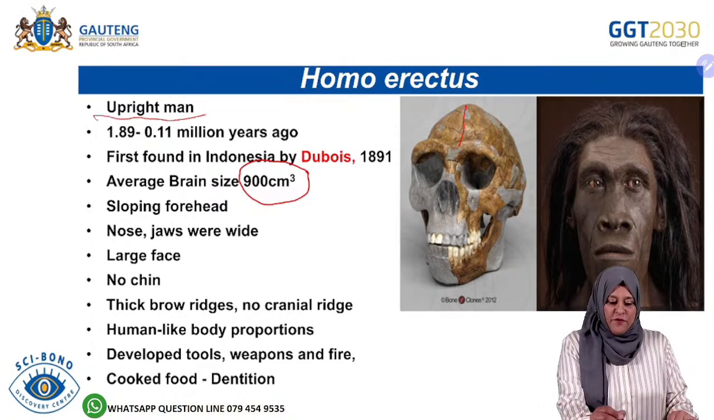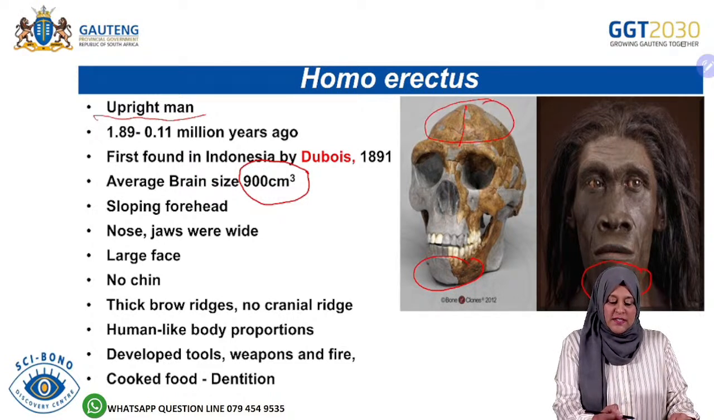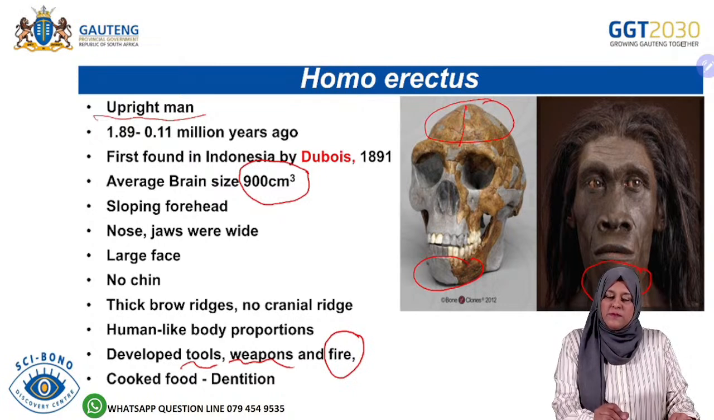They had a sloping forehead, nose and jaws that were wide. So there's still no distinct chin, right? It's still a wide jaw, a large face, no chin, thick brow ridges, no cranial ridge, human-like body proportions. They developed tools, weapons, and fire, right? Because they developed fire, they were the first to use fire.